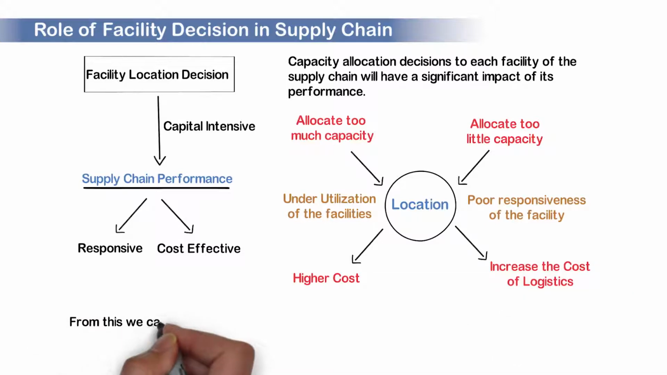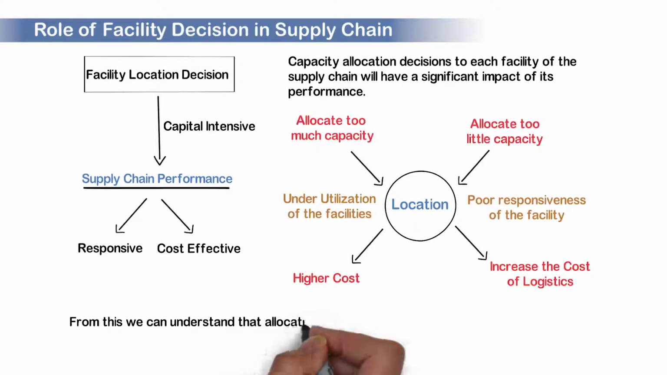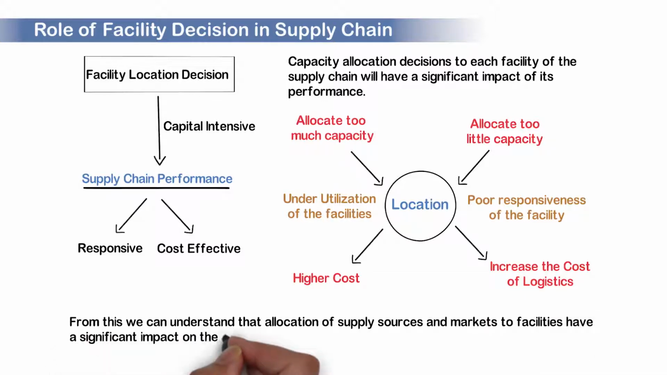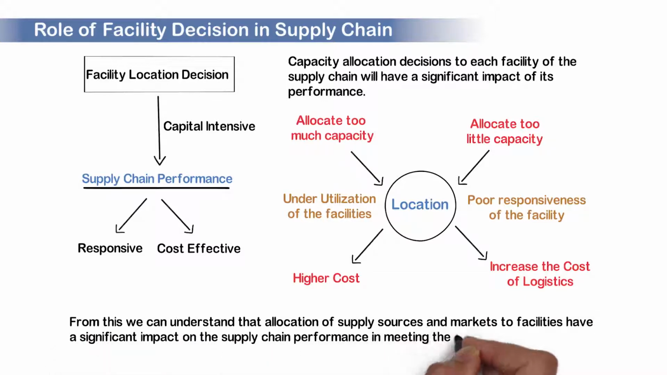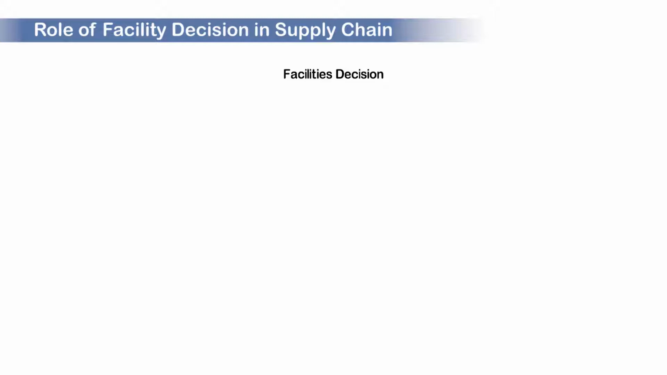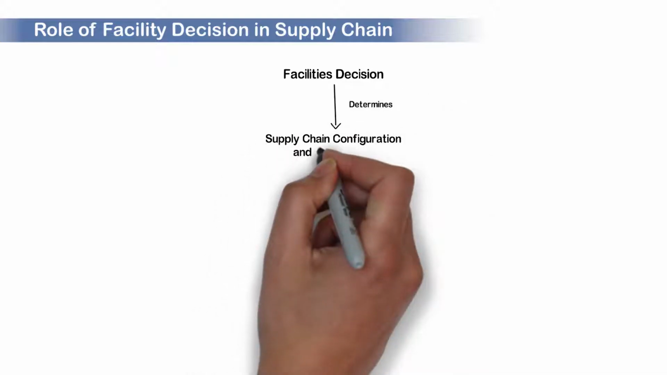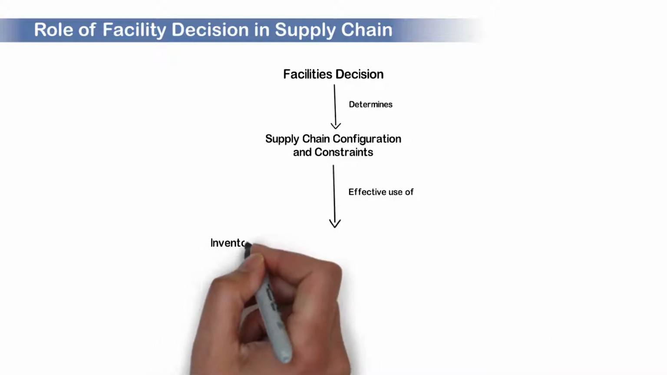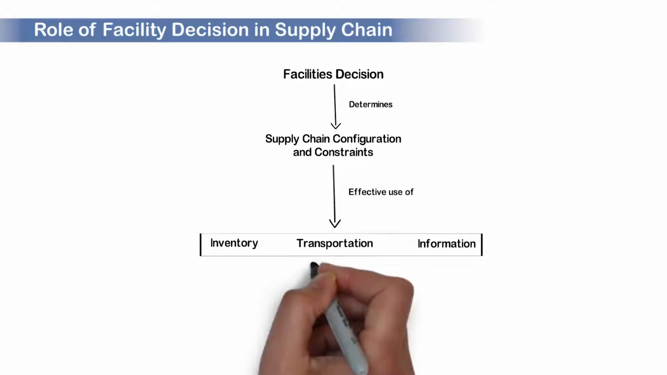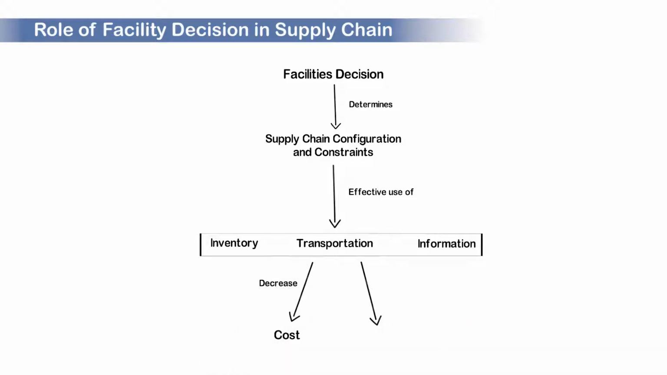From this, we can understand that allocation of supply sources and markets to facilities have a significant impact on the supply chain performance in meeting the customer demand. Hence, the facility decision in a supply chain will have a significant impact on its performance as they determine the supply chain configuration and the constraints in which the inventory, transportation, and information can be used effectively to decrease the supply chain cost as well as increase the responsiveness of the supply chain.